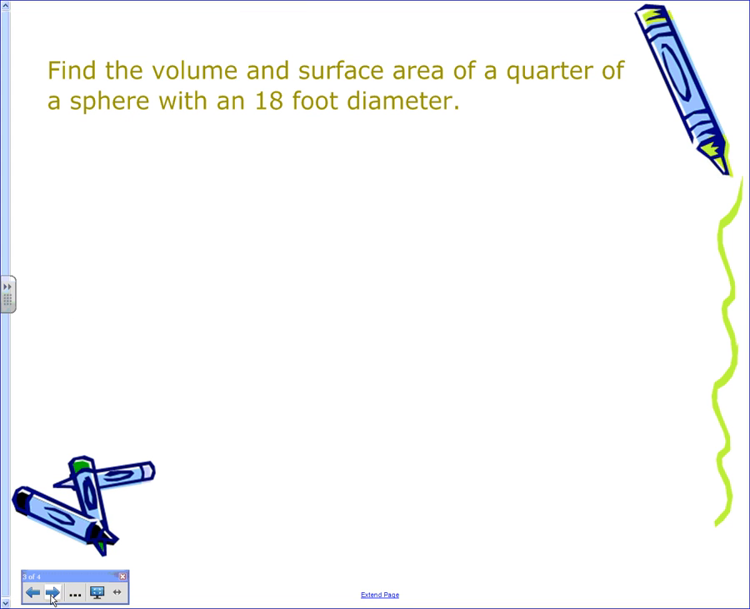All right, so we've got a sphere. What would be half of a sphere? No. What is it called? A hemisphere. A hemisphere is half of a sphere, not a semisphere. Someone said that in first hour too. And then a quarter is just a quarter, like half of a half. Anyway, this one says to find the volume and surface area of a quarter of a sphere.